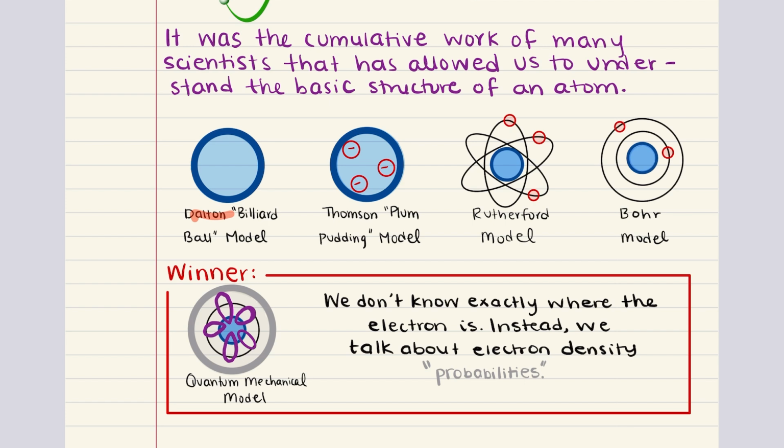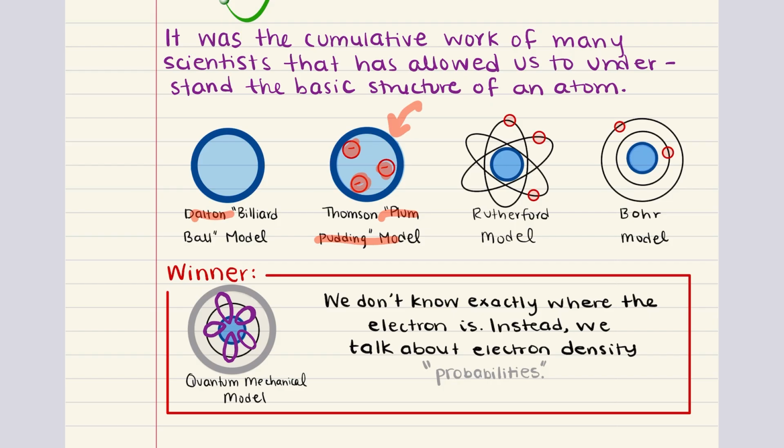That changed in 1898 when J.J. Thomson discovered the electron through his experiment with cathode ray tubes. His work demonstrated that atoms contain negatively charged particles, and this led to what's called the plum pudding model. In this model, the atom was seen as a positively charged sphere embedded with tiny negatively charged electrons, kind of like raisins in a pudding.